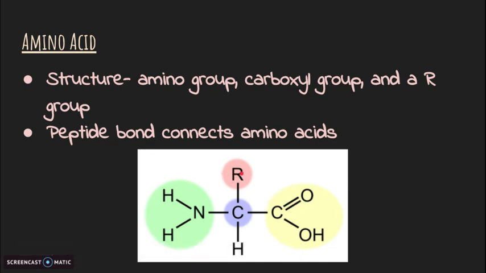The R group is always changing. So everything about every amino acid is the same except for the R group. The R group can be anything, and that's what makes the amino acids unique. A peptide bond will connect the amino acids together, which is why the polymer is called a polypeptide.